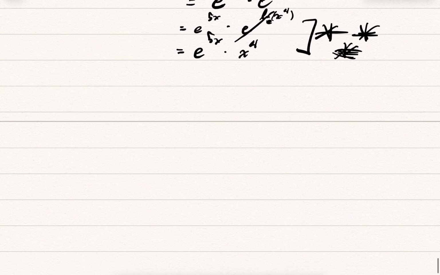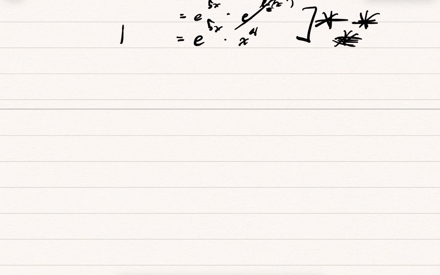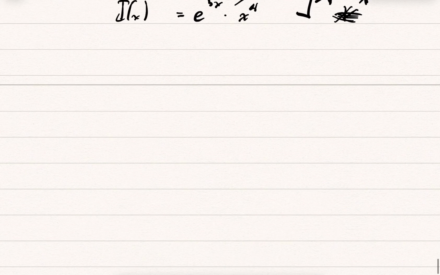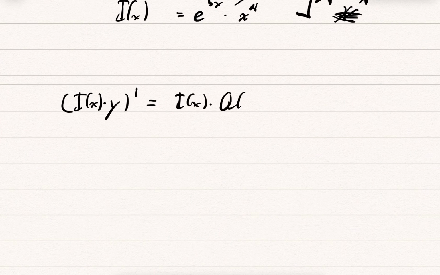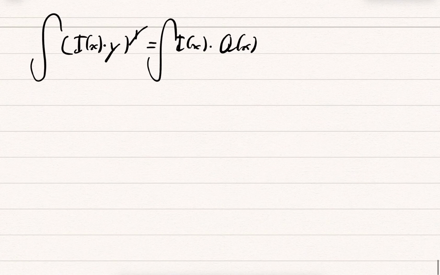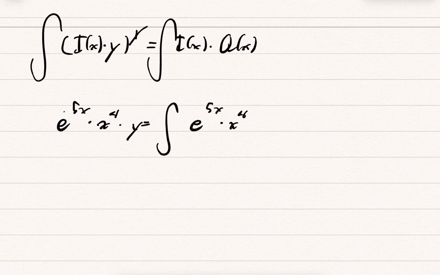Let's keep going. So, this is our I at x. All right. So then we got our I at x times y. The derivative thing. And then you got I at x times q at x. We're going to take the integral of both of these. That's going to cancel. So we're just going to have e to the 5x times x to the 4 times y equals, now stay with me, e to the 5x times x to the 4.